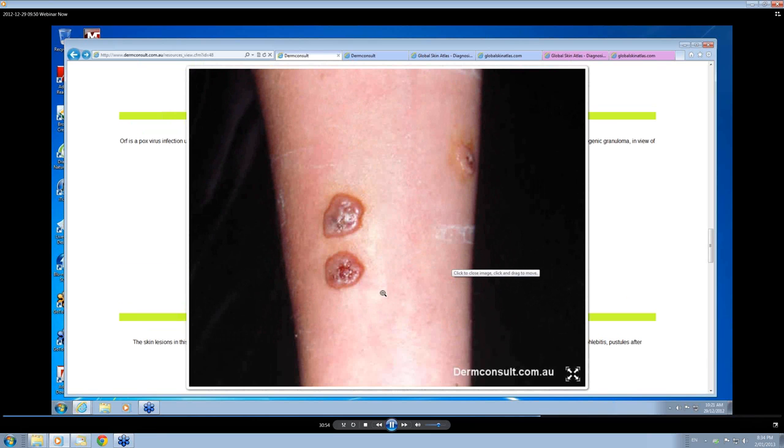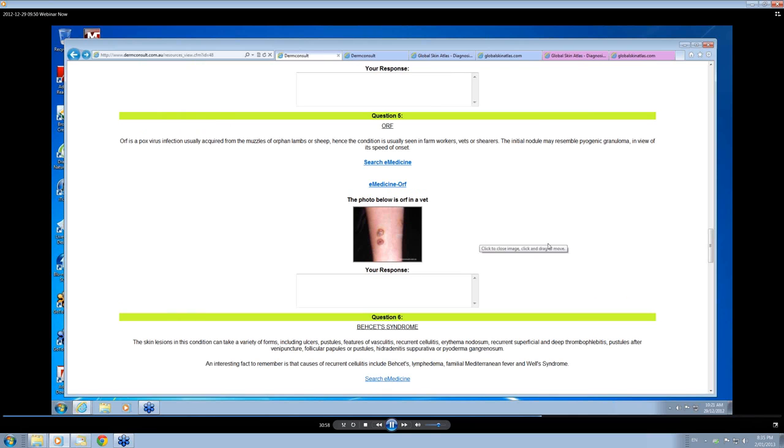We haven't got any drugs that make any odds to this. You just have to let it slowly resolve. Occasionally, some patients will get erythema multiforme when they have ORF as well. In other words, a few days down the track, 10 days down the track, they suddenly come out with a rash of erythema multiforme.